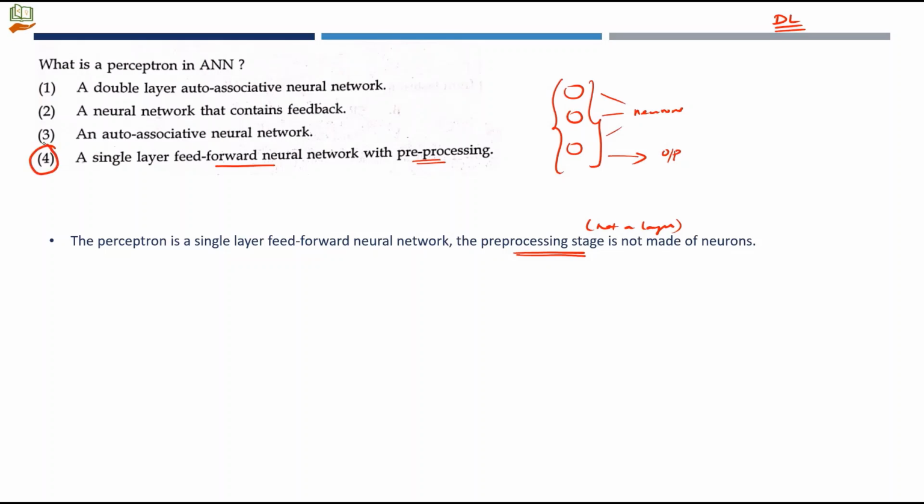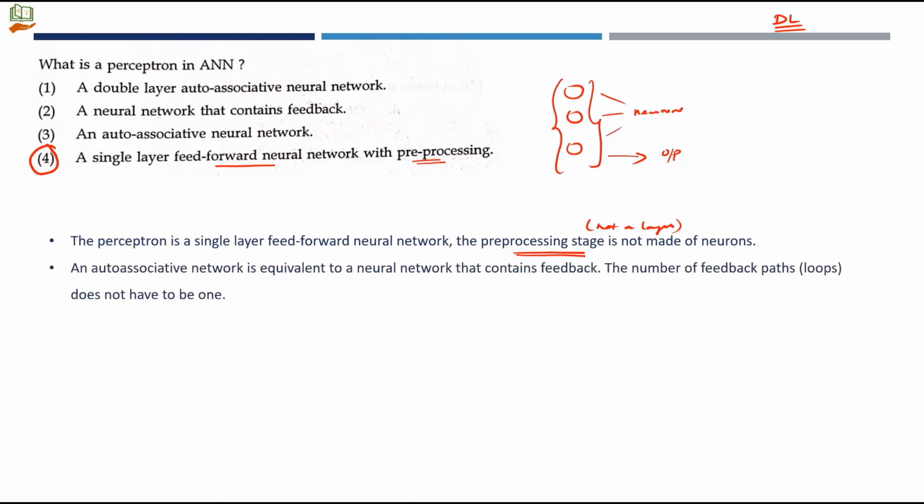What about auto-associative, feedback network, double layer network? Let's see. An auto-associative network is equivalent to a neural network that contains feedback. The definition of option 3 is option number 2. The number of feedback paths called as loops does not have to be 1. Maybe when there are 2 feedback paths, we might tell it as a double layer auto-associative neural network.